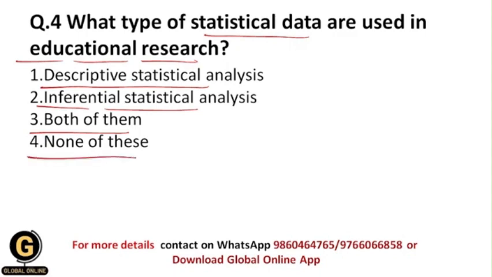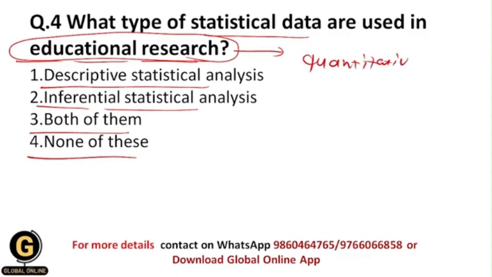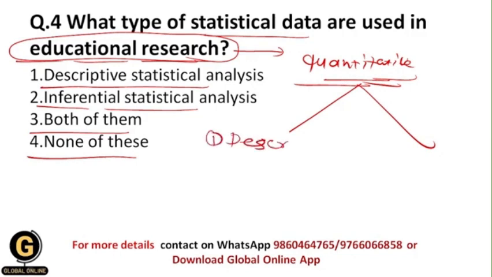So students, educational research is the type of research in which we need both kinds of data, qualitative and quantitative. When we collect quantitative data and want to analyze it, obviously for the analysis we are going to test it through statistical analysis techniques, and there are 2 types of statistical analysis techniques: the first one is descriptive statistical analysis and the second one is inferential statistical analysis.